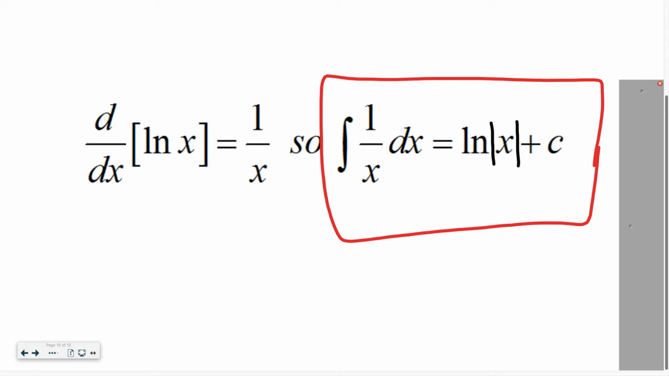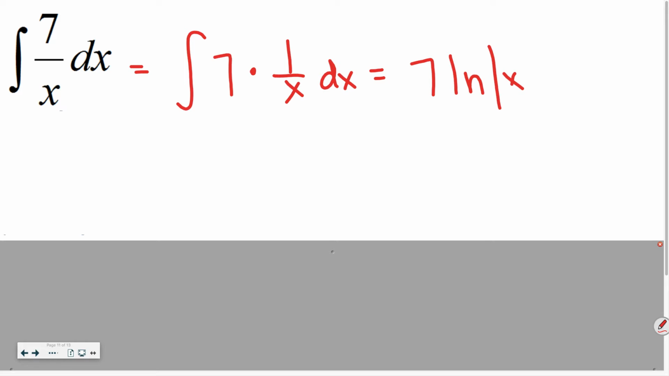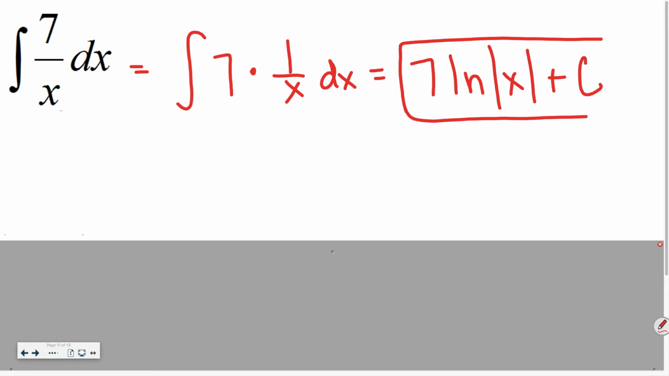So if you see, like this, the antiderivative of 7 over x, I would encourage you to think of this as 7 times 1 over x, which would be 7 times the natural log of the absolute value of x plus c.